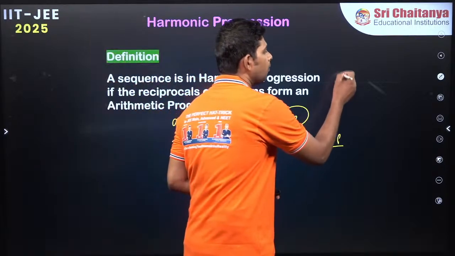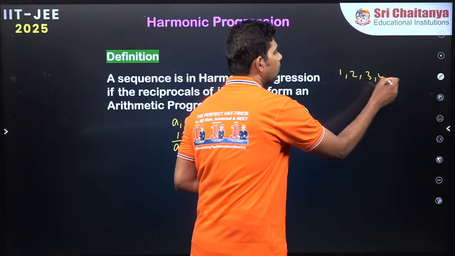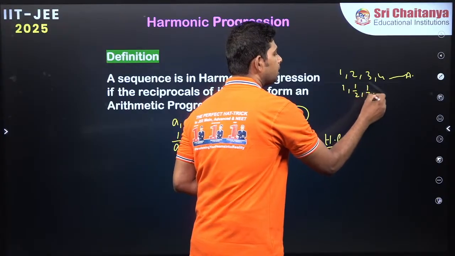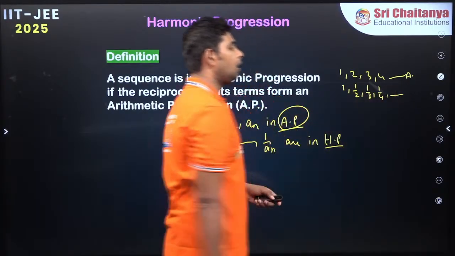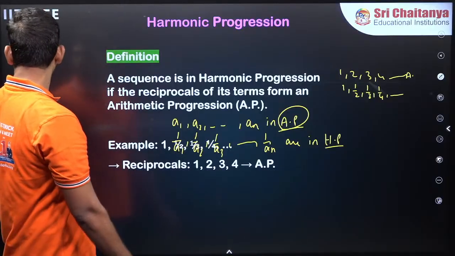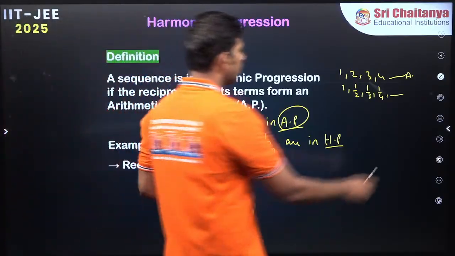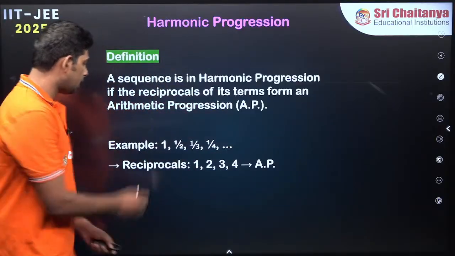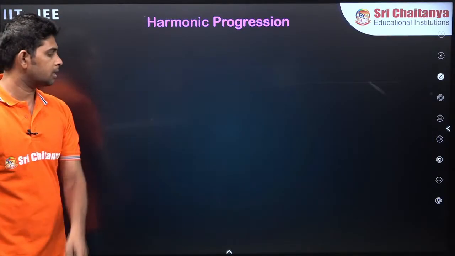Let us see 1, 2, 3, 4 are in AP. The reciprocals 1, 1 by 2, 1 by 3, 1 by 4 up to all these terms are going to be in harmonic progression. Now I am giving an example here. You can see the example: 1, 1 by 2, 1 by 3 are in HP because all these are in AP.